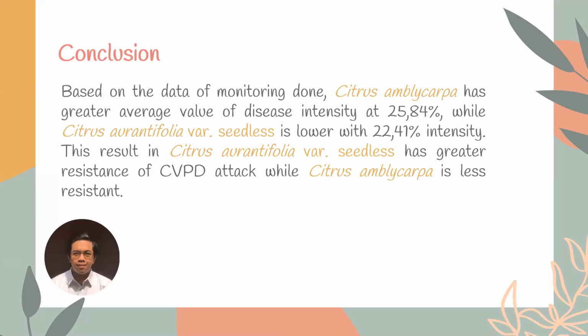Okay, so for the conclusion, based on the monitoring data, Citrus amblycarpa has a greater average disease intensity at 25.84%, while the Citrus aurantifolia variety, seedless, is lower with 22.41% intensity. This results in the Citrus aurantifolia variety, seedless, having greater resistance to CVPD attack, while Citrus amblycarpa is less resistant.